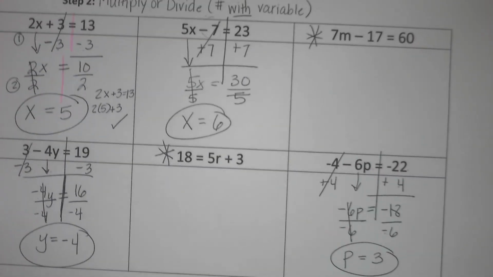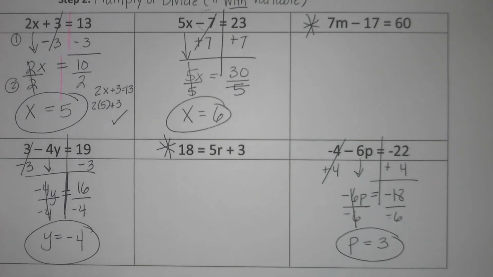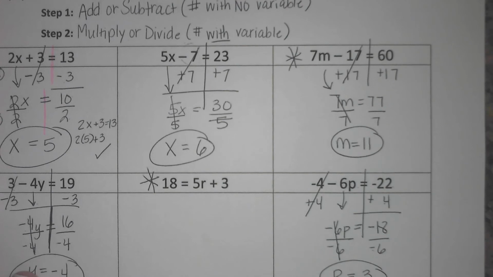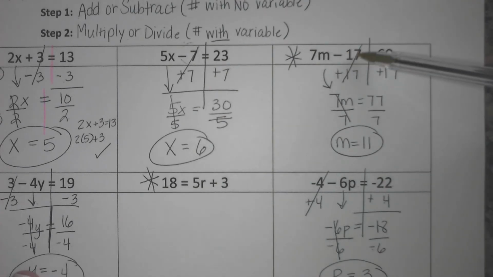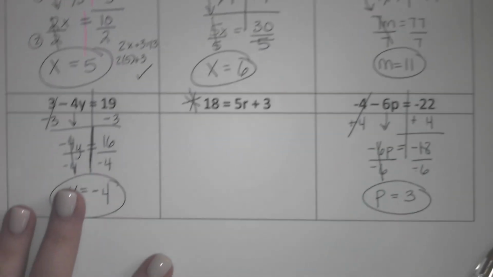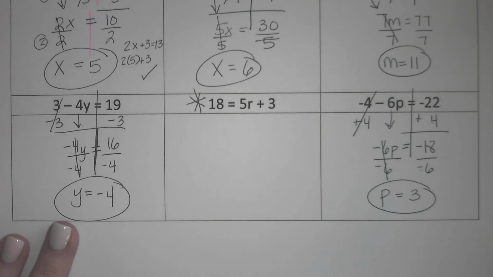And let's go ahead and go over these 2 problems that you should have done on your own. I'm just going to give you the answer so you can check yourself. All right, so 7m minus 17 equals 60. So you should have added 17 to both sides. You would have gotten 7m equals 77. Then you divide by 7 on both sides, and you get m is 11.